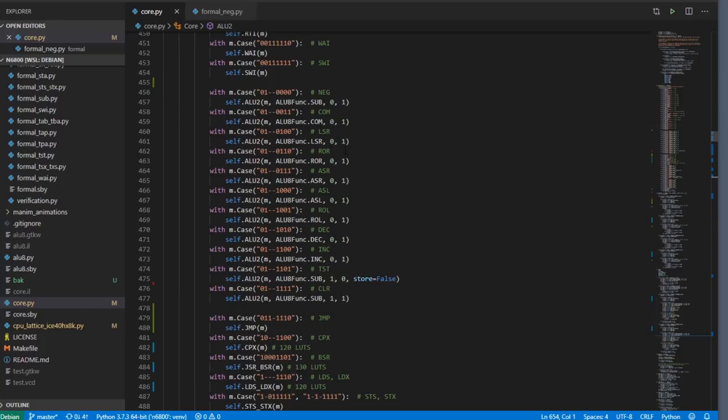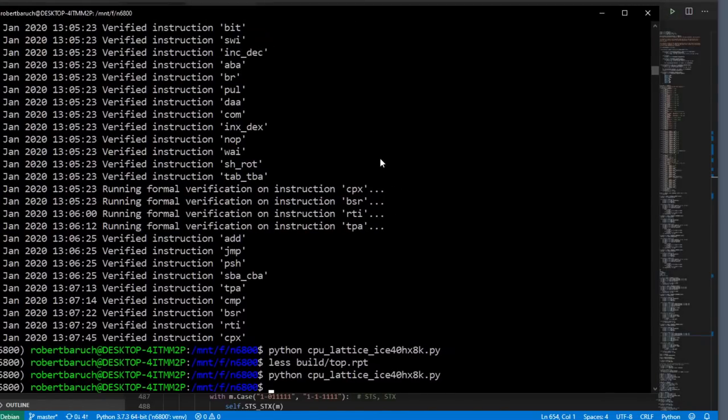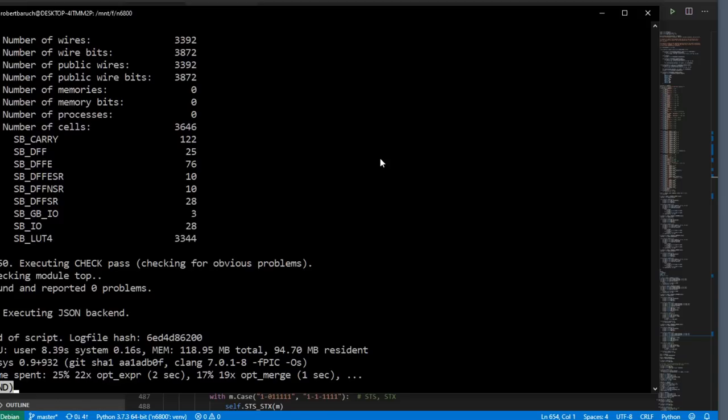And that error would have also explained shift rotate, because that's all ALU2, and increment decrement, which is also ALU2. So basically all the ALU2 instructions failed when I made that error. So now that I have corrected the error and replaced back the multiplexers, we are back to 3344, which is pretty good. It's okay. It's about 190 LUTs from where we started at the beginning of the video.